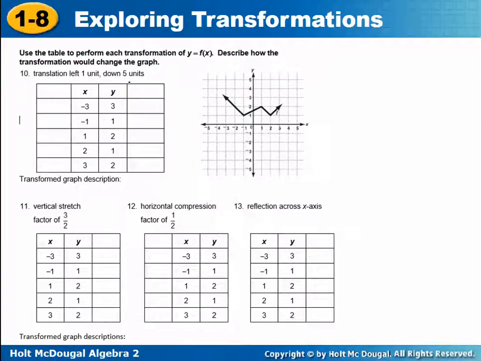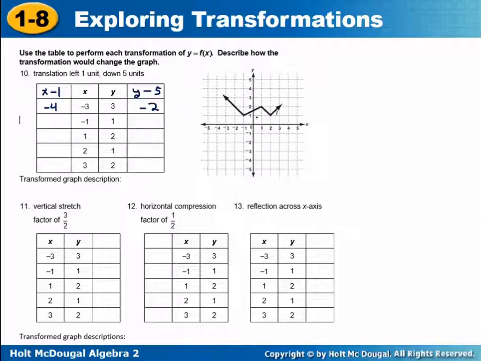Here's some from your worksheet. So first, the translation one, that one's a little bit easier. You're going to translate left 1 unit and down 5 units. So every x-coordinate is going to get 1 subtracted from it, and you can put your new x-coordinates over here. And every y-coordinate is going to have 5 subtracted from it. So 3 minus 5 is -2.